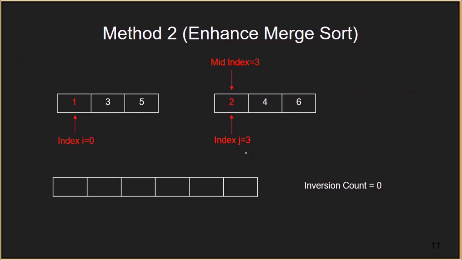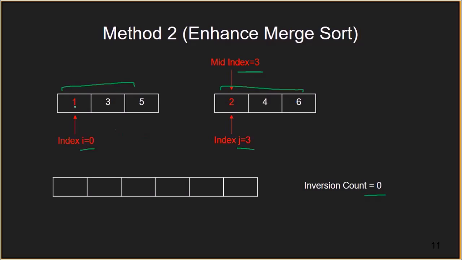Let us try to understand this with the help of an example. So here you have the left and right half of the array. Notice that both of these are already sorted individually. So we start with index i equal to 0 and index j equal to 3, whereas the mid index is 3 because from index 3 the right subarray starts. Also, the initial inversion count is set as 0.